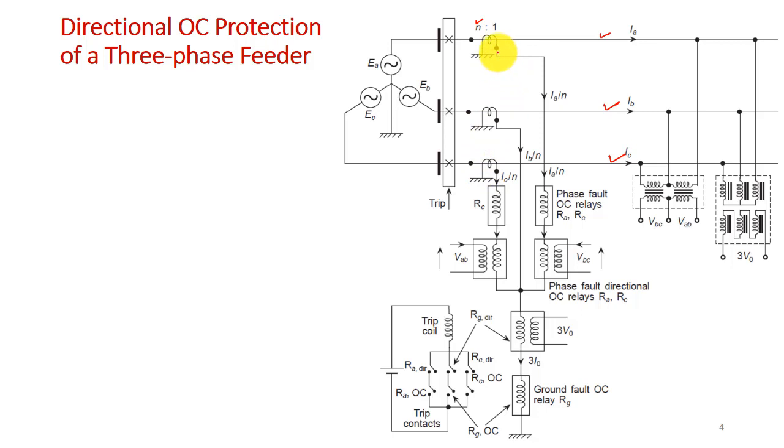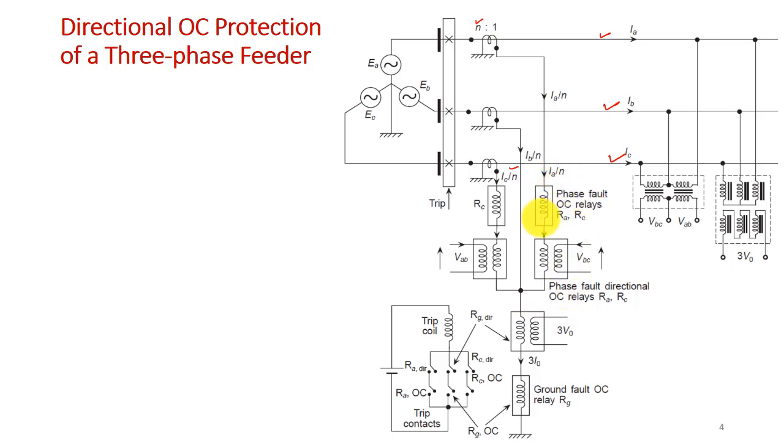Therefore the current through the secondary coil of the CTs will be IA by N, IB by N, and IC by N, and that will flow through the different relay coils. Now, for phase faults, we have put the relay coils for phase C and phase A, and the third relay coil is put in the ground wire. We can see here.